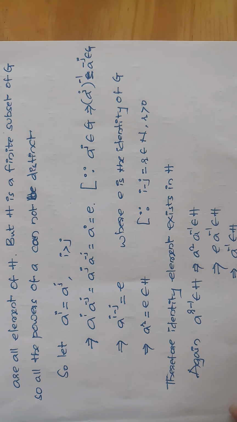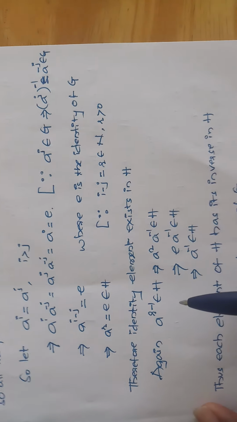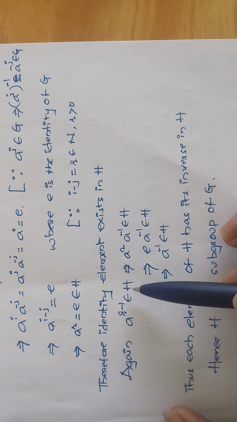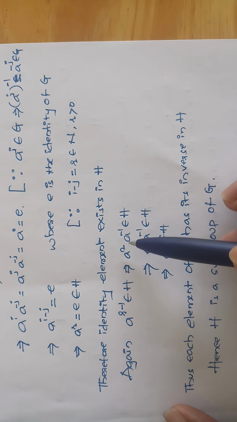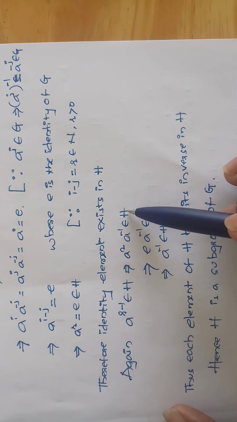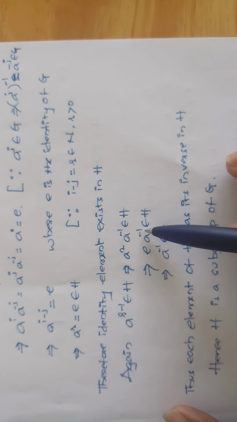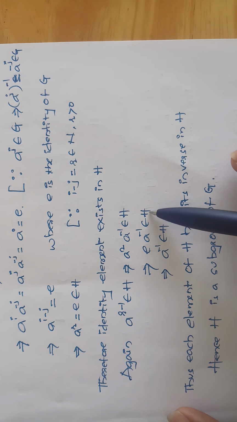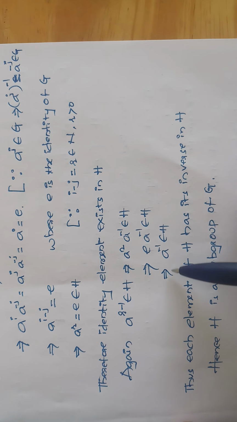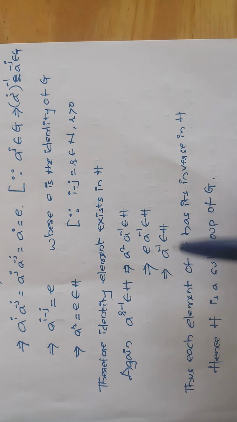Now we have to see the inverse. Again, aʳ⁻¹ belongs to H. That implies that aʳ·a⁻¹ belongs to H. You know that aʳ = e, so e·a⁻¹ belongs to H. That implies that a inverse belongs to H. Thus, each element of H has its own inverse. And H is a subset of G. Hence, H is a subgroup of G.